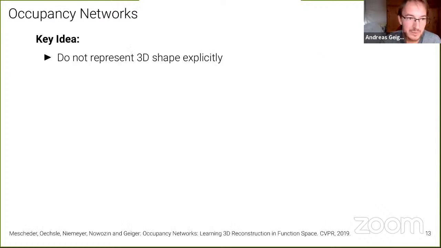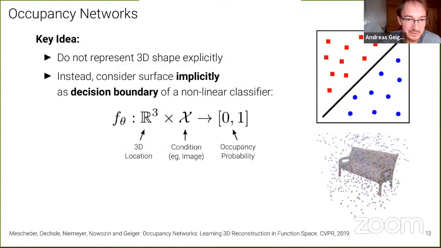So what do I mean by implicit models? More specifically, I mean implicit neural representations. I don't mean implicit models that still store data in voxels like signed distance functions, but I mean models where the signed distance function itself is represented through the parameters of a neural network. So the key idea here is very simple. Instead of directly representing the 3D shape explicitly, what we do is we consider the surface implicitly as the decision boundary of a nonlinear classifier.